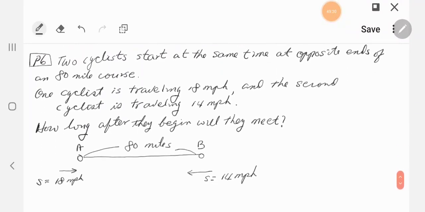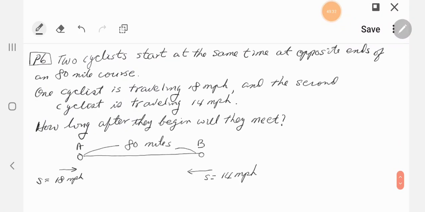Okay, let's try problem number 6. Two cyclists start at the same time at different locations at opposite ends of an 80-mile course. So the two cars are 80 miles apart, and they start at the same time. They are getting close to each other, and finally they will meet at a certain point. How long will it take, after they start, until they meet each other?